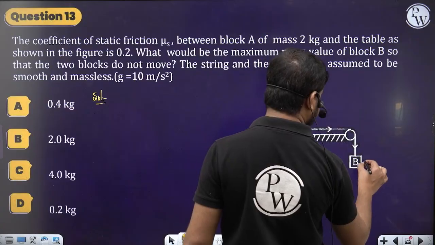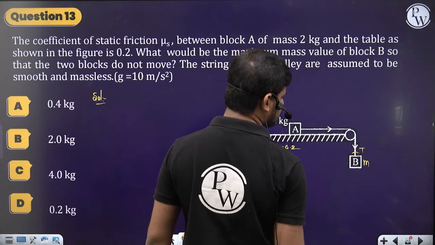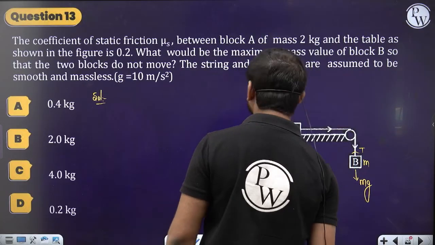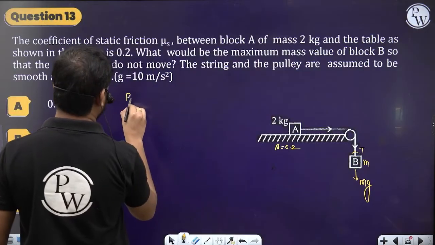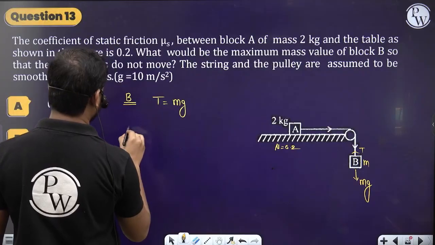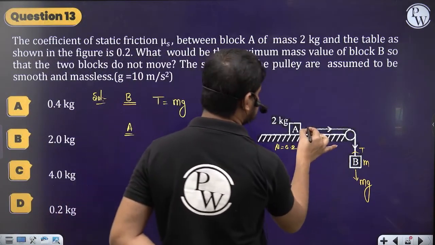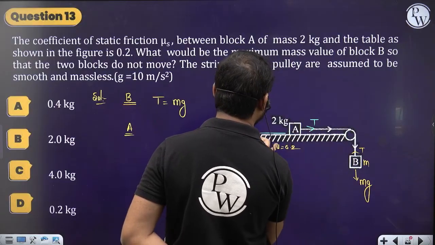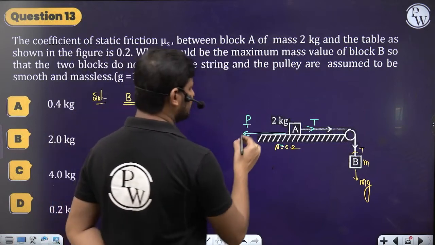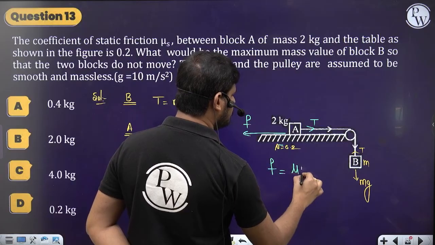So let this mass be m. Let this mass be m. So here let the tension be T. So T is equal to, shall I say, mg. So the first thing is, for the B block, T is equal to mg. Now the A block should also be at rest. So here also the tension T, and on this side the force that acts is a frictional force. So let this frictional force be static friction or whatever it is. So that friction force is equal to mu into N.